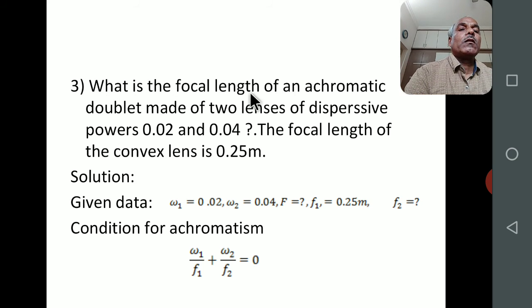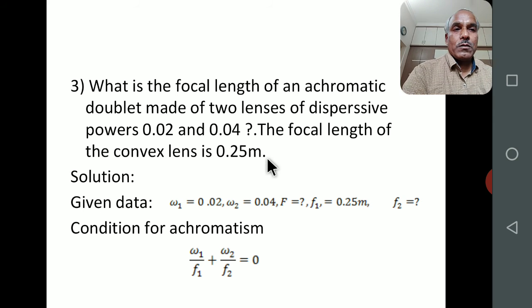What is the focal length of an achromatic doublet made of two lenses of dispersive powers 0.02 and 0.04? The focal length of the convex lens is 0.25 meters. Again, write down the given data. Omega 1 is 0.02, omega 2 is 0.04. F we have to calculate. F1 is given, 0.25 meters, and we have to calculate F2.